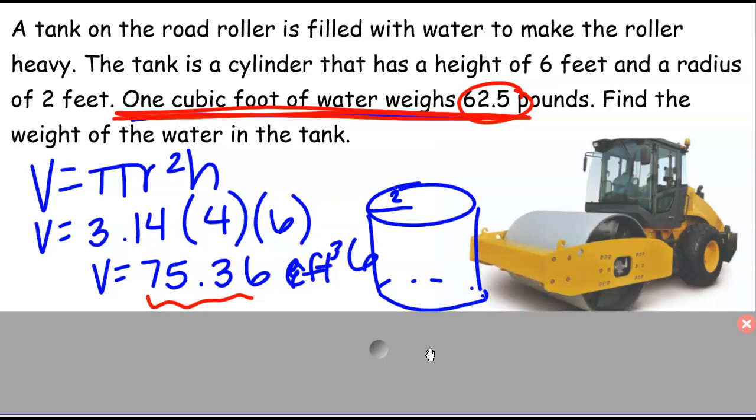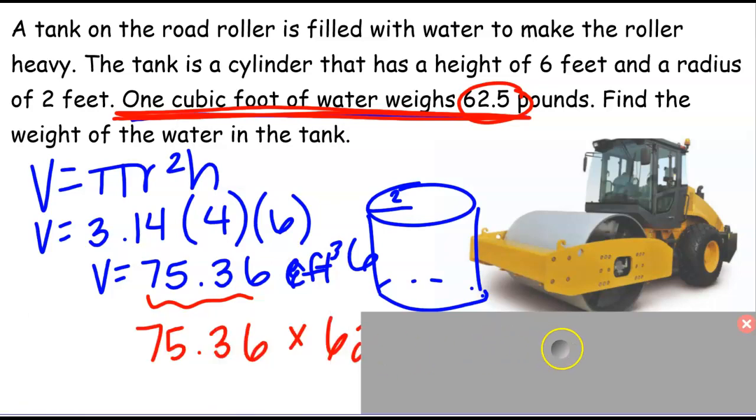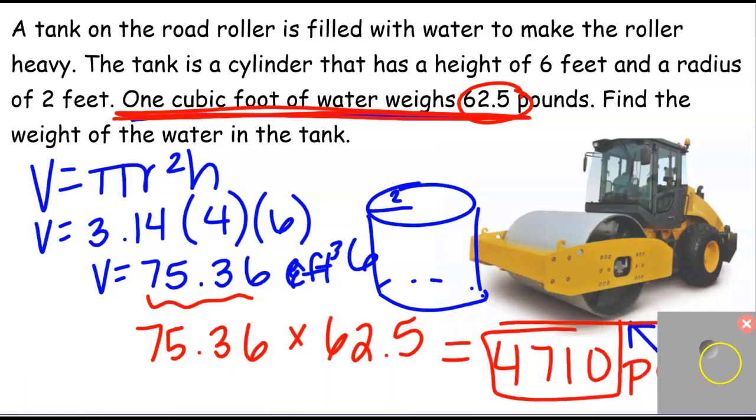So I'm going to put my formula for a cylinder. Volume equals pi r squared times height. Fill in your radius squared, which would be 4. Your height is 6, and then I should get 75.36. Multiply that out. Now, if you're working through those, what you need to do is take it times 62.5, because it says 1 cubic foot weighs 62.5 pounds. So if I multiply that out, I get a total of 4,710 pounds of that roller. That's how heavy that roller is.